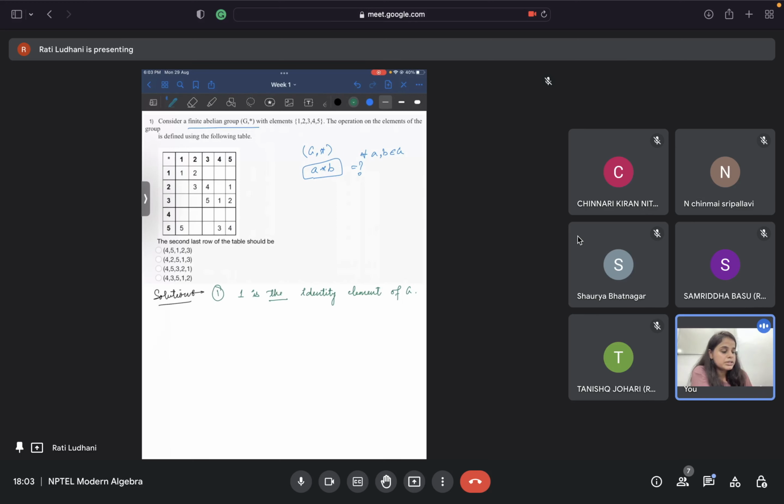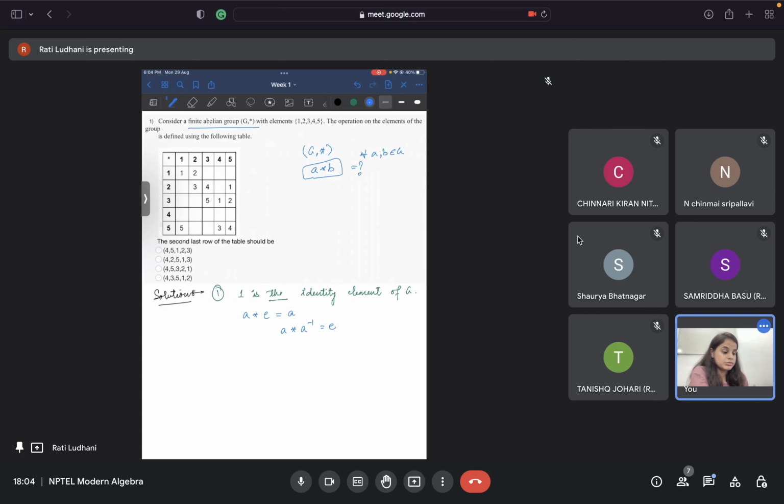Now I'm saying 1 is the identity element of G. Can you prove it using the elements which are given in the table? This is my claim. Can you tell me why this is true? Ma'am, as we perform any operation, let's say A star the identity element, we will get the same element A back again. Also, A star inverse of A we will get E, that is the identity. And here E is the identity element.